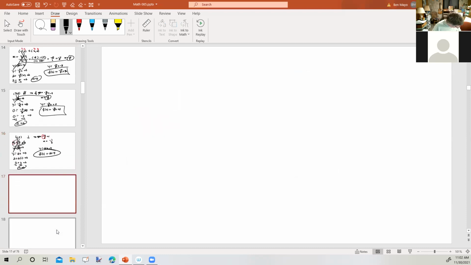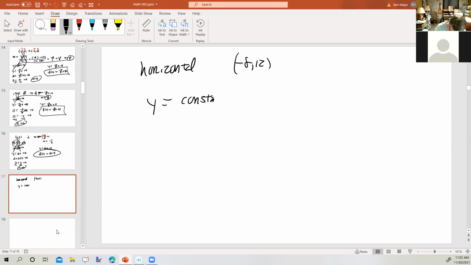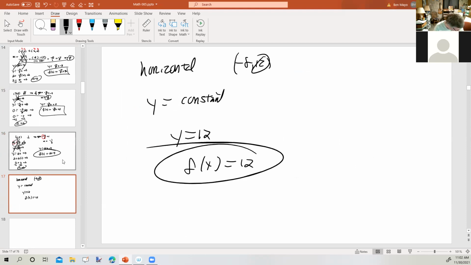Finally, a horizontal line that passes through the point -8, 12. All right, the equation of a horizontal line is y equals a constant. And the y value here is 12. So y equals 12, or f of x equals 12. And I know I'm cranking through this stuff pretty fast here.